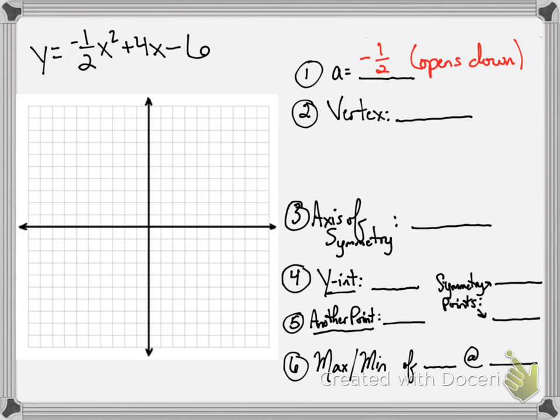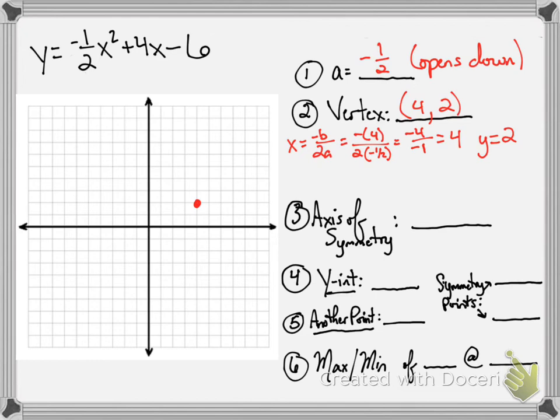So once again, to find the vertex when it's written in standard form like this, we start off with x equals -b/2a. We'll plug in 4 for b, -1/2 for a. So we'll end up having -4/-1, which means the x value of the vertex is 4. Once again, to find the y value, take the x and plug it back into the equation. You do some quick calculations on your calculator. You get y equals 2. So your vertex is at (4, 2), and there is your starting point.